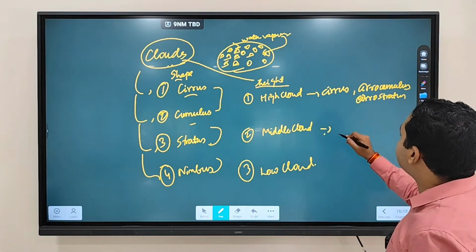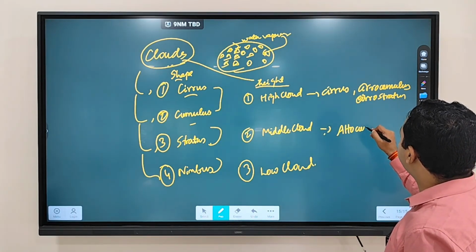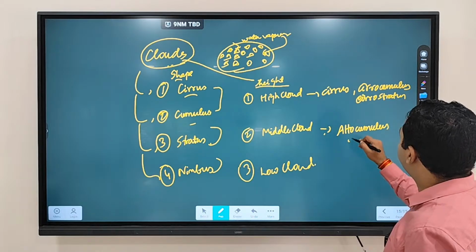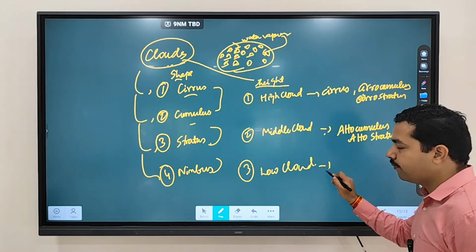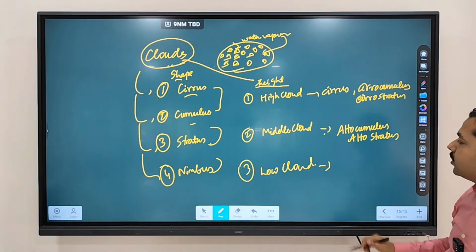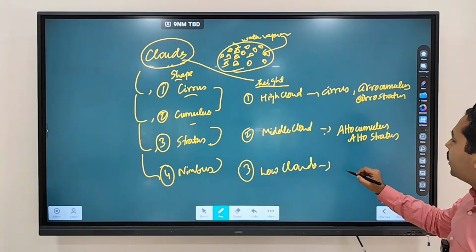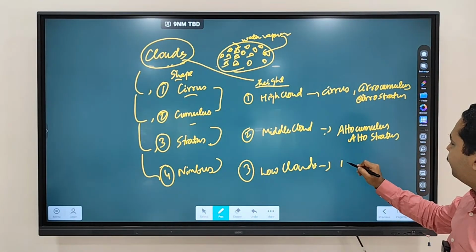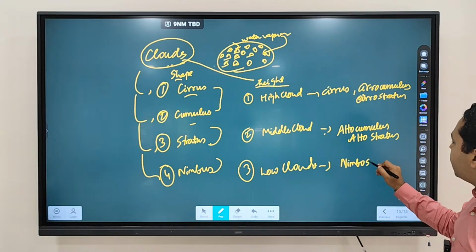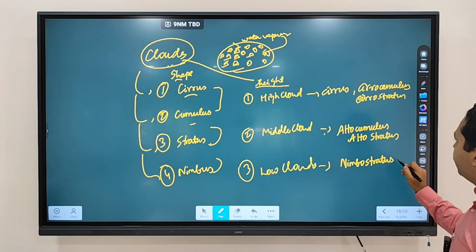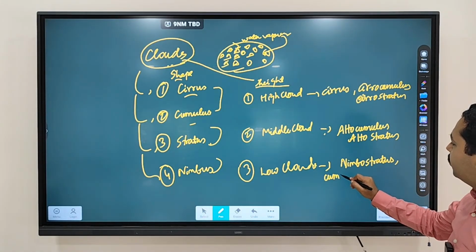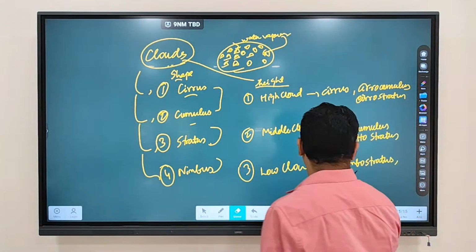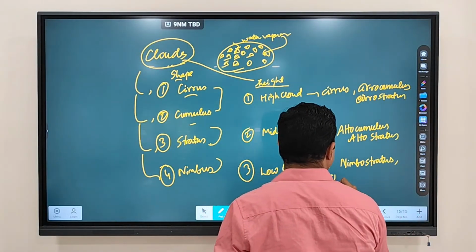Middle clouds are generally altocumulus and altostratus. Low clouds are what? Low clouds are the nimbus, or you can write nimbostratus. Then stratocumulus.